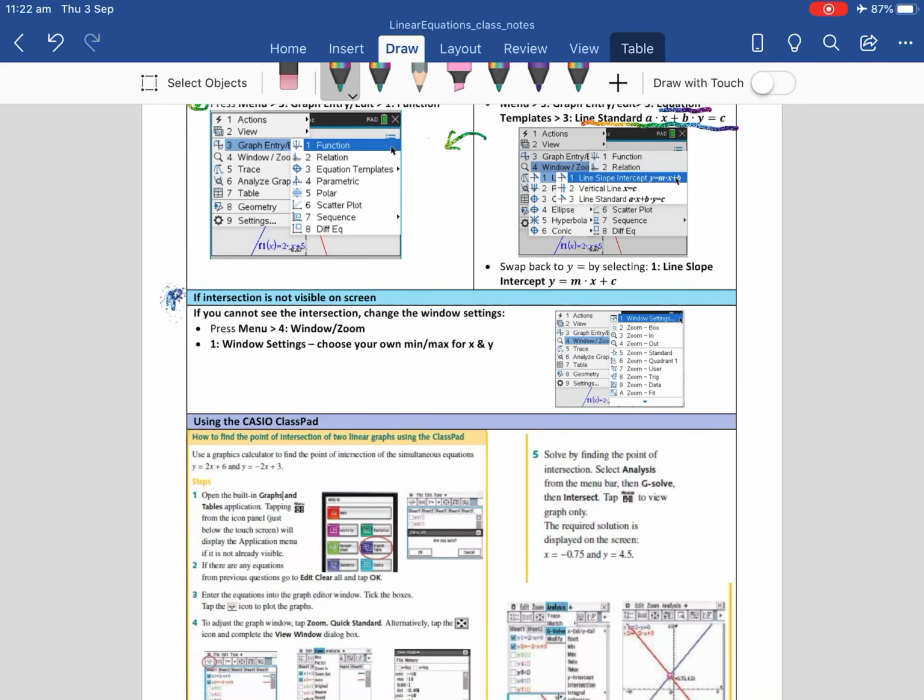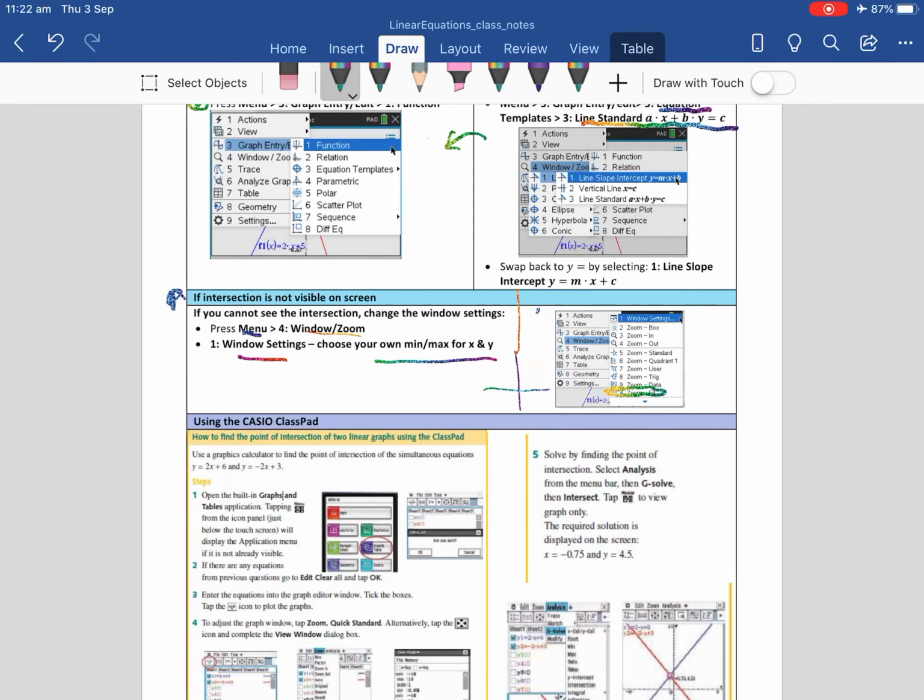If your intersection is not visible on the screen, that means you've just got to move your graph to find that intersection. What you can do is go to menu, window, zoom, go to your window settings and put in a max or minimum. So if you're not seeing an intersection, you could change the Y. If you've got your axes here, you might need to change your Y to an upper bound of like 100 so that it stretches out more, because your intersection could be up here. Okay, so that's always good. I also like to use the zoom fit, so you could try using that. Any one of these will work, so it's up to you.